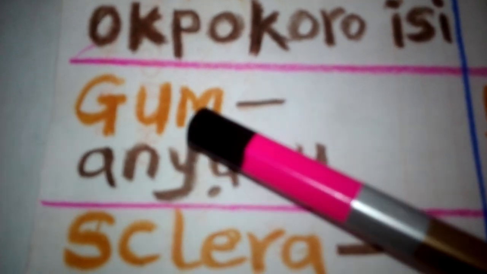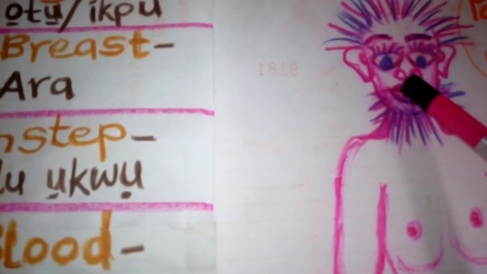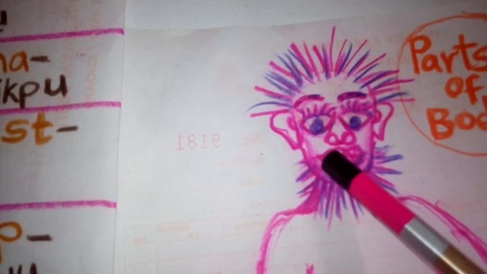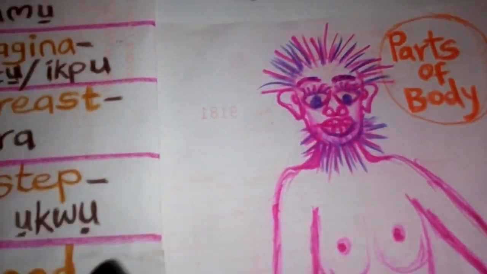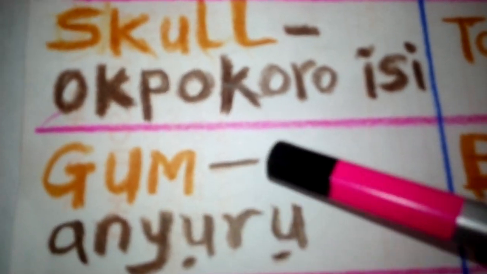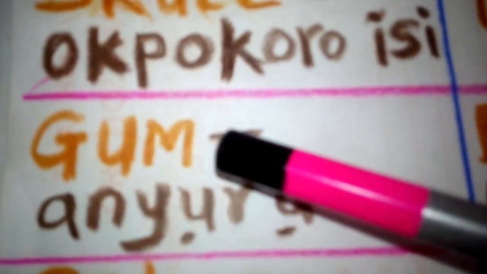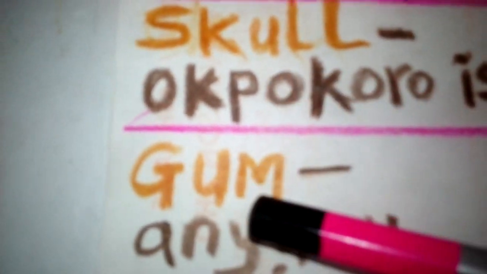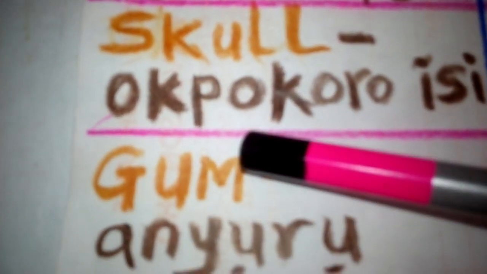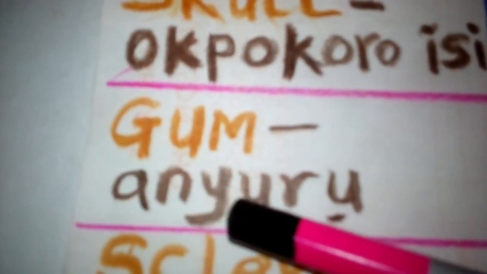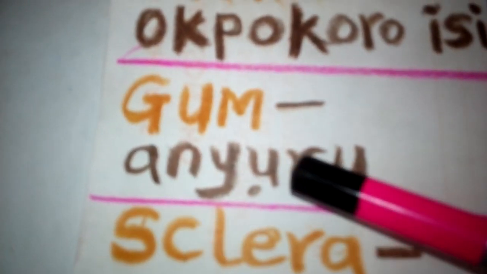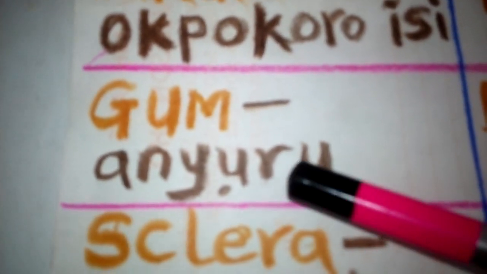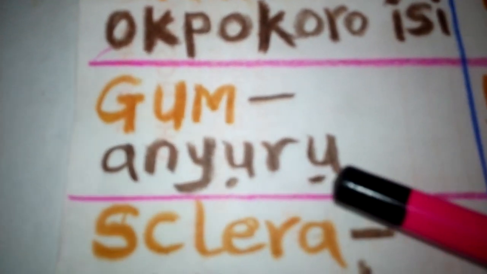Gum, anyoro. Gum is inside your mouth, the red parts where the teeth grow. The teeth grow from the gum, they are connected with the gum. The red part is called anyoro. Those red places under your teeth are called anyoro.